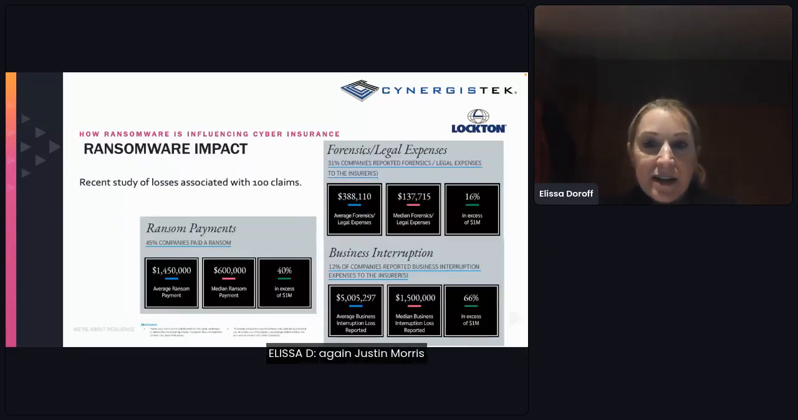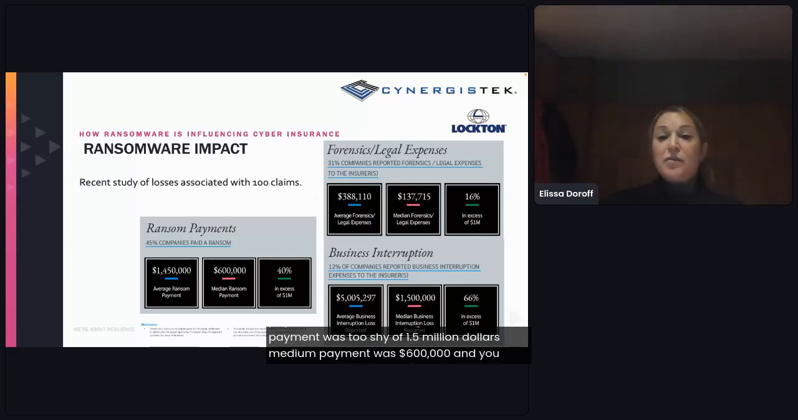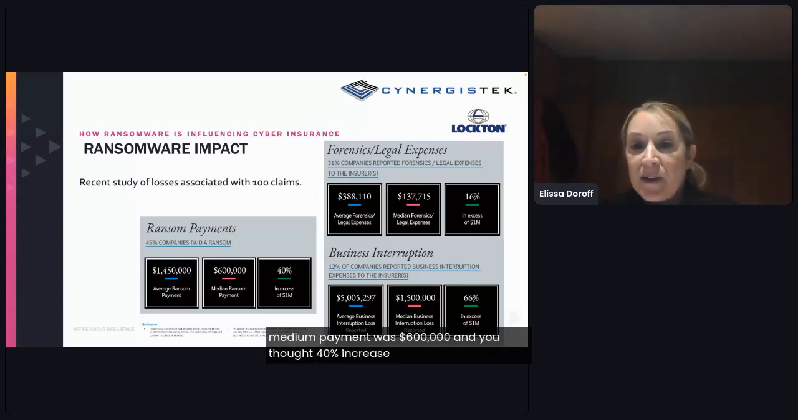Again, just some more stats. These are specific to ransom, based on a number of companies that are associated with 100 claims. Of those 100 claims, you can see that 45% of companies paid the ransom. The average ransomware payment was just shy of $1.5 million. Median payment was $600,000, and you saw a 40% increase of $1 million. So you see that these numbers are really going up.